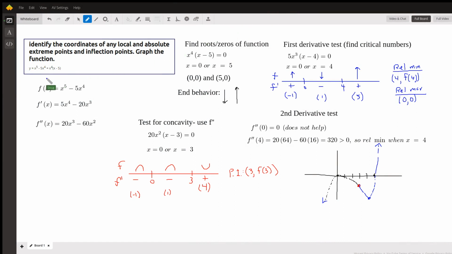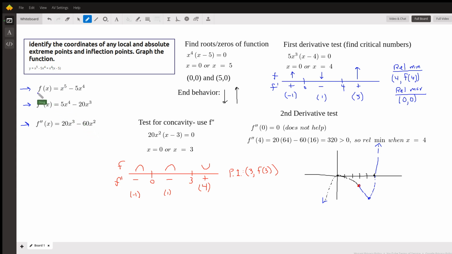Okay, this video answer is more about how to organize your work when you're applying the first derivative test, the second derivative test, and the test for concavity for a given function. So here's the given function. Might as well find the first and second derivative right away using the power rule. There's the second derivative.